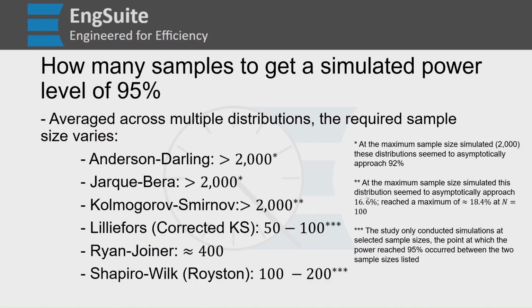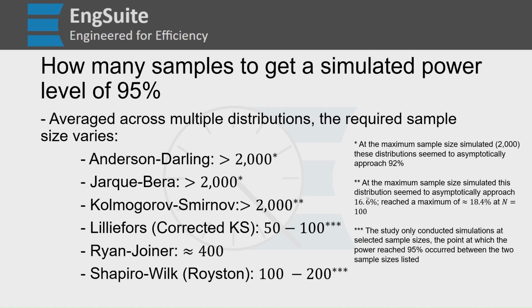So let's take a look at how many samples we need to get a simulated power level of 95%. Again, this is averaged across all of the distributions studied, and the required sample to get 95% power varies. So we look at the Anderson-Darling and Jarque-Bera. They're both greater than 2,000.